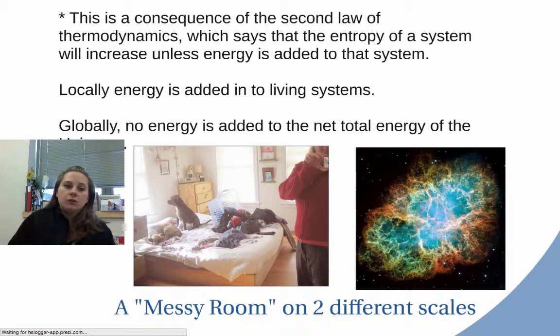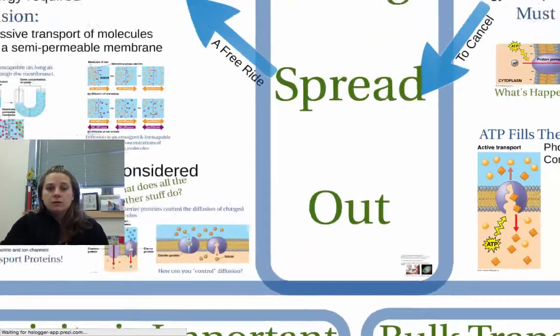So energy gets added to living systems locally, but globally there is no energy added. So the total net energy isn't added. So the idea is, things spread out and move. Could be one of the explanations as to why the universe is expanding. But nonetheless, things tend to spread out unless we add energy to it, because of that innate nature.